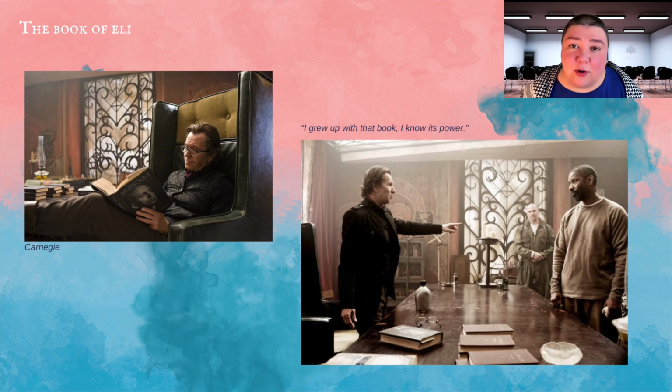I know its power." In this world, most people are either unable to read, as education and the written word is very rare to come by, or they were blinded during the nuclear war. Carnegie is one of the few people in town who knows how to read, and this is one of the reasons he gained and has maintained power.